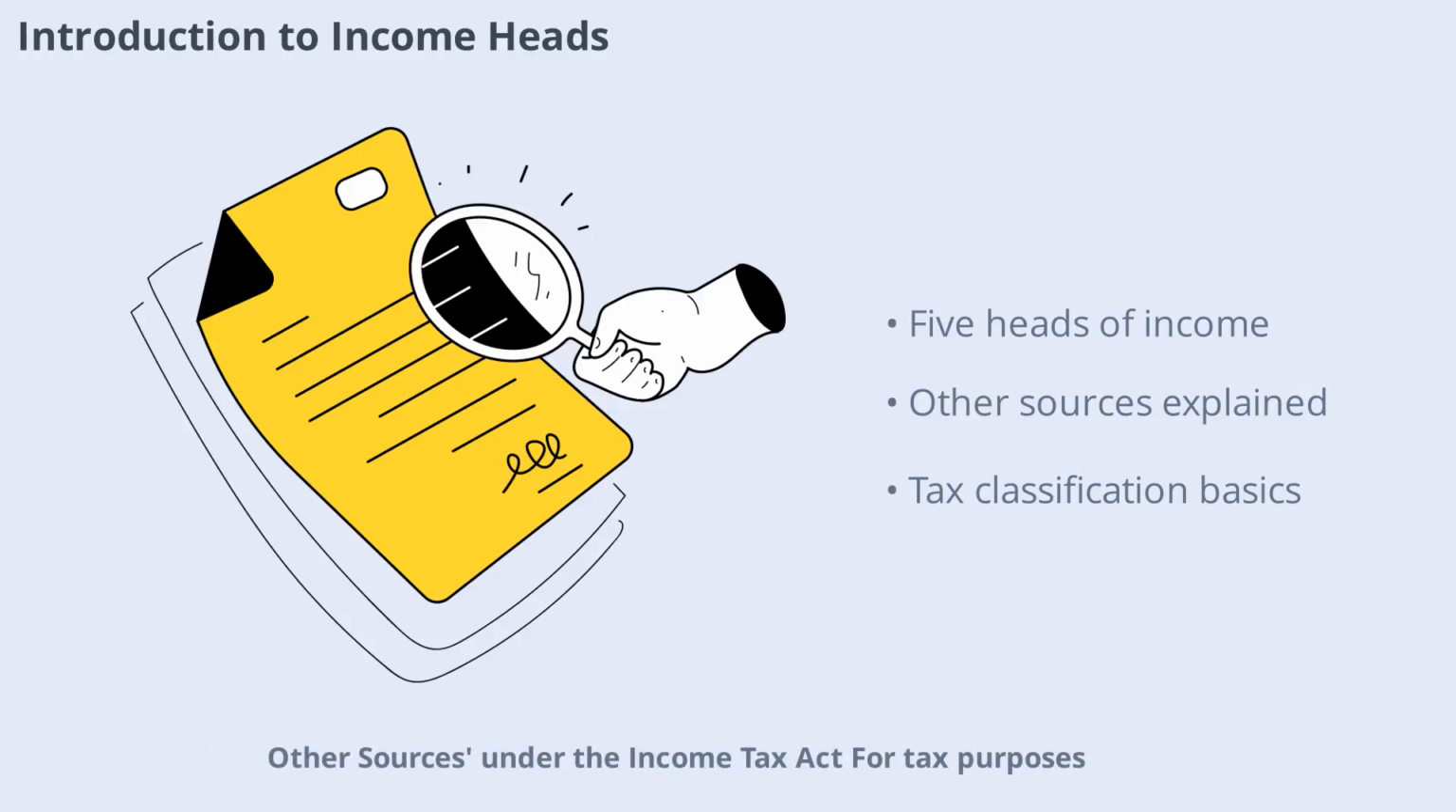For tax purposes, all income is classified under 5 main heads: salaries, income from house property, profits and gains of business or profession, capital gains, and finally, income from other sources. If your income doesn't fit into the first 4 categories, it's likely to be taxed under this last head. Understanding this classification is crucial for accurate tax computation and compliance. Let's dive deeper into what exactly falls under income from other sources and how it is taxed.